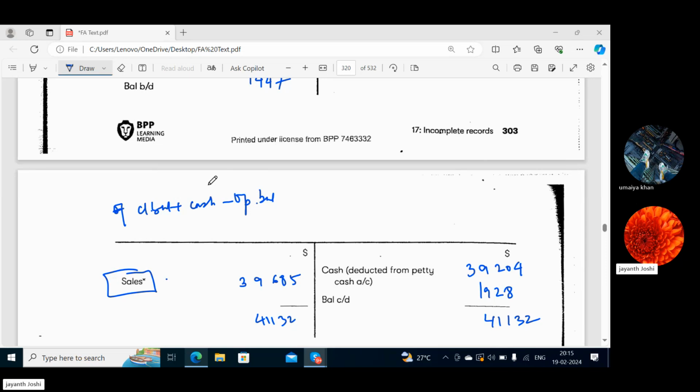So this is how we got the value of sales. Clear? So same way we have to find the value of purchases also in future. Okay, we will do that also.